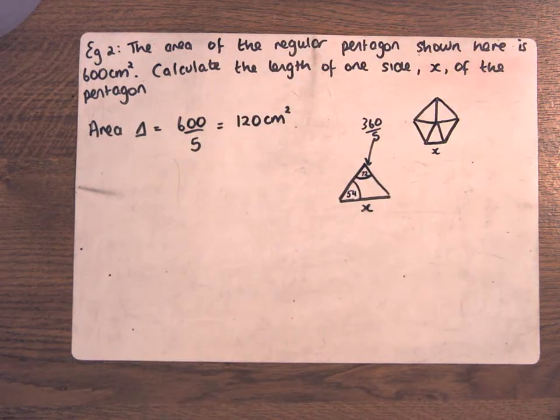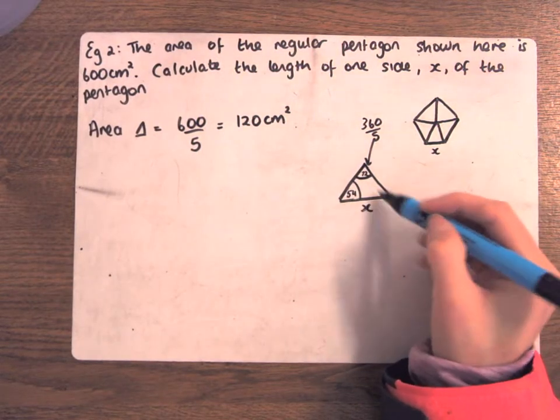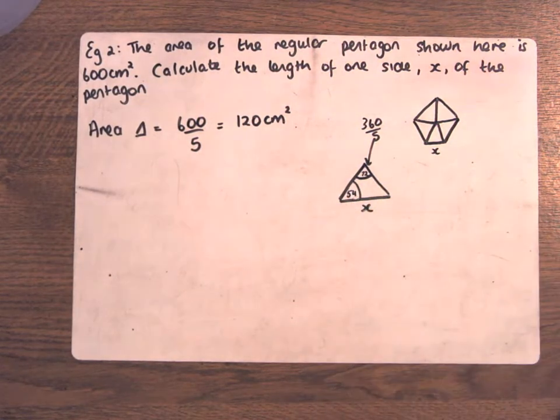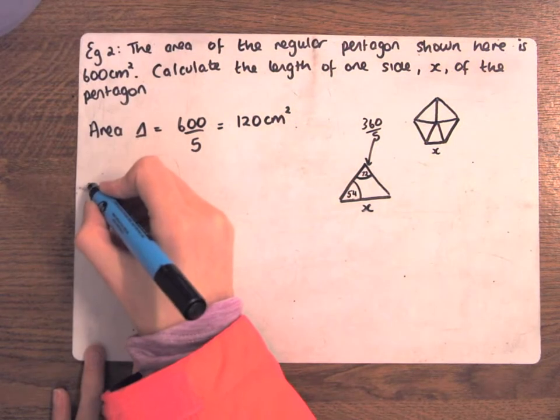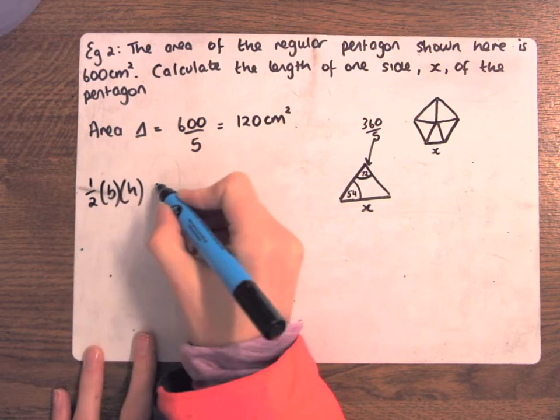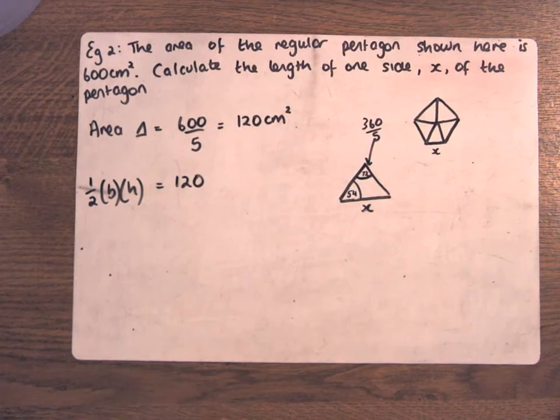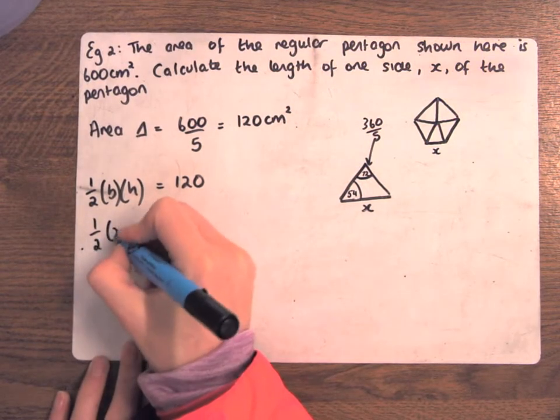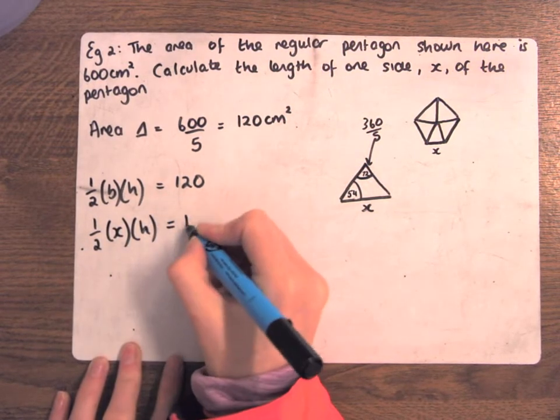Are you all right with that? Why would you divide that answer by 2? It's an isosceles triangle. Okay? You told me half the base by the height is 120. I have the base, it's x, so I need the height, don't I?